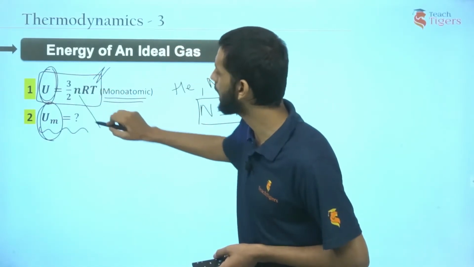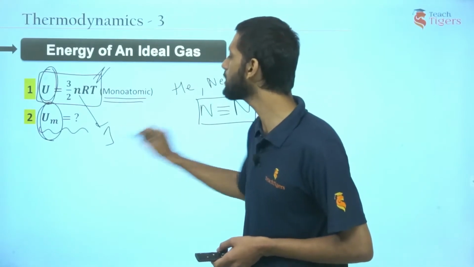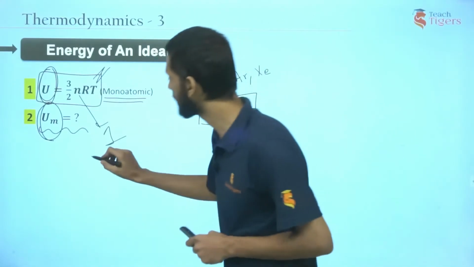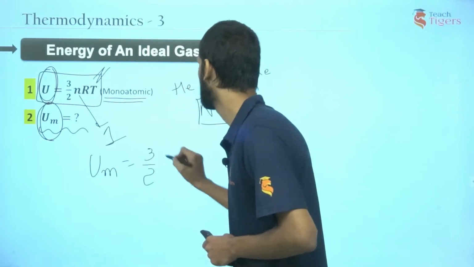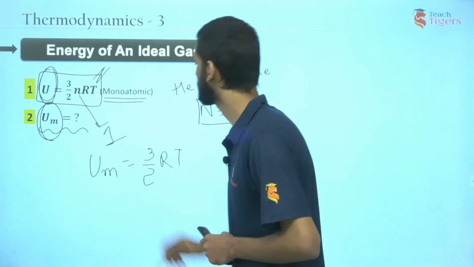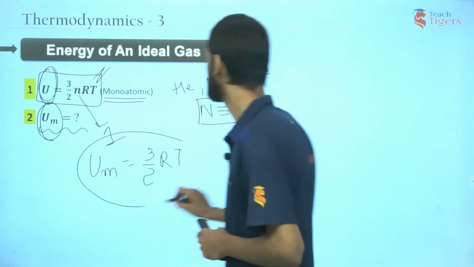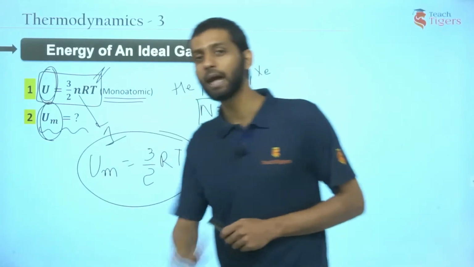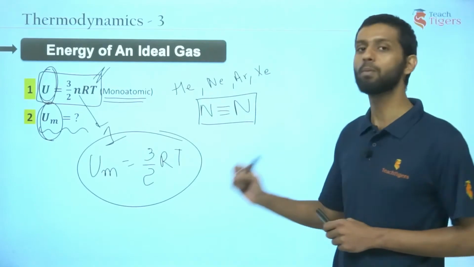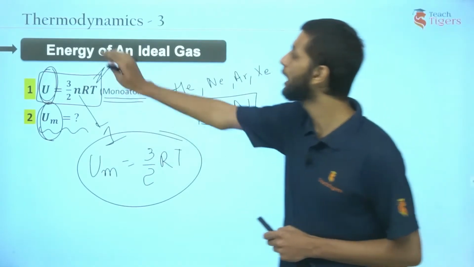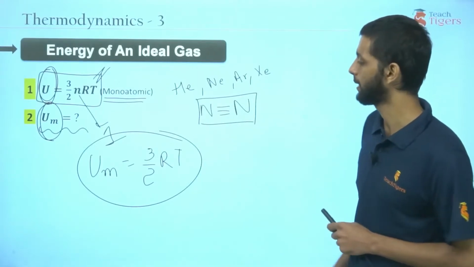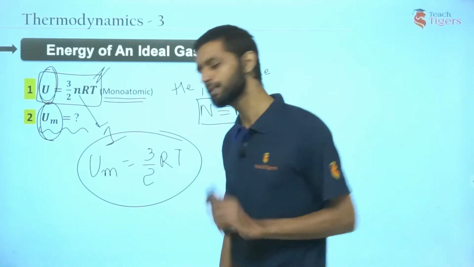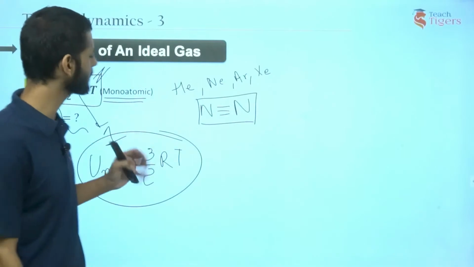Formula for energy has n in it. If we replace n with 1, we get molar energy. So your answer of U molar should be 3/2 RT. So this is your molar energy of an ideal gas. So 1 mole of a monoatomic ideal gas has the energy 3/2 RT. Some very interesting things about this.